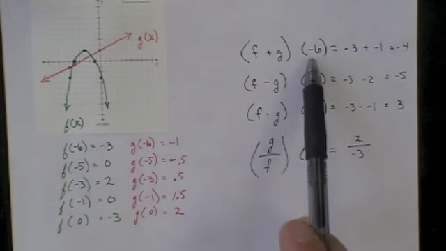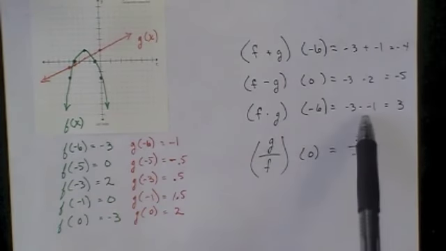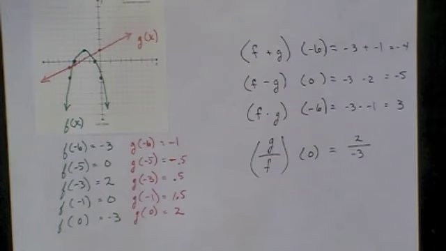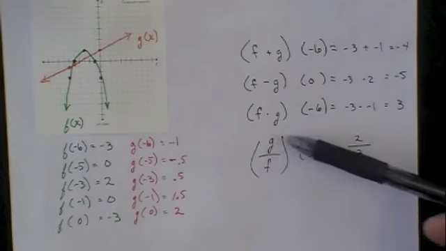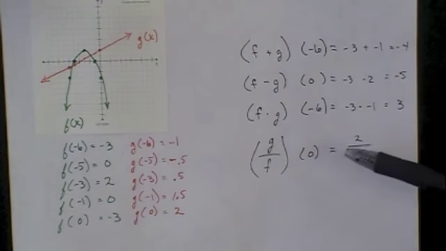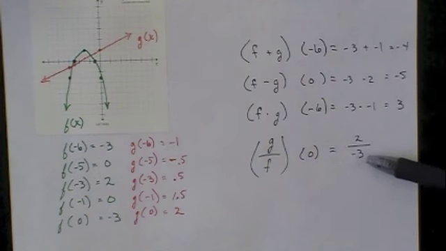Here we're going to multiply. Again, our values are same as up above, -6, so we have a -3 and a -1. When we multiply those, it gives us +3. And here we're going to divide. Again, same value, so now g of 0 is 2, and our f of 0 is -3, so to divide those, we have our fraction 2 divided by -3.